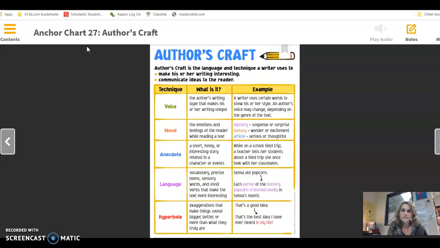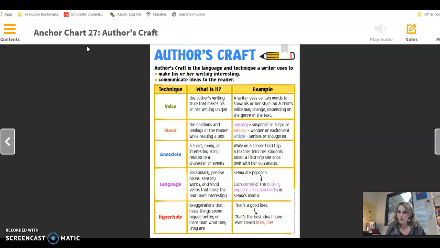Now, the Author's Craft, if you look at this poster, and you may have this in your notebooks that you have at school, the Author's Craft is the language and technique a writer uses to make his or her own writing interesting, also to communicate ideas to the reader. So you have different techniques. You have an explanation here of what it is, and then you have an example on this little poster. So this is a great thing to keep out while you're thinking about Author's Craft. So we're going to go across this chart and look at each one.